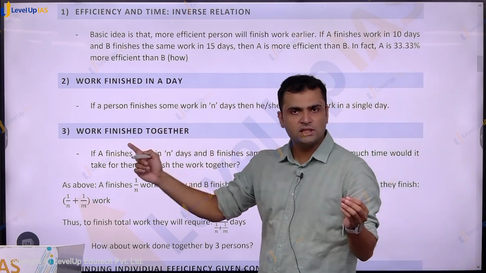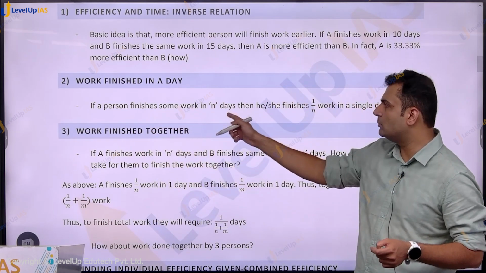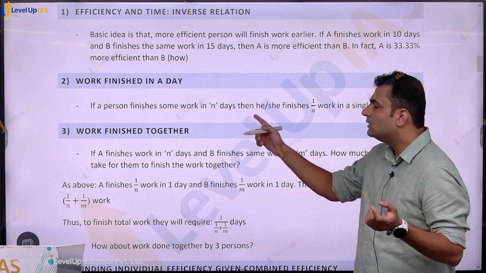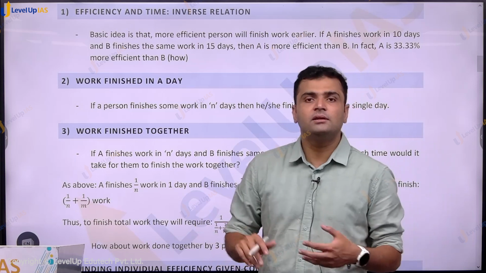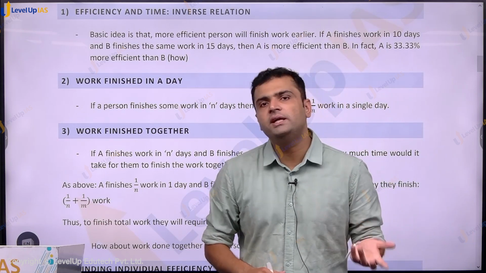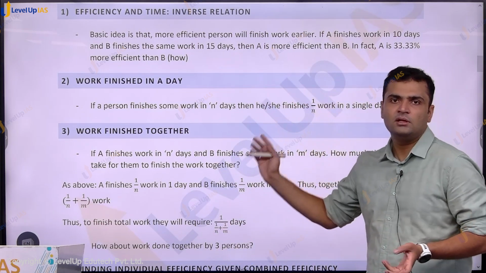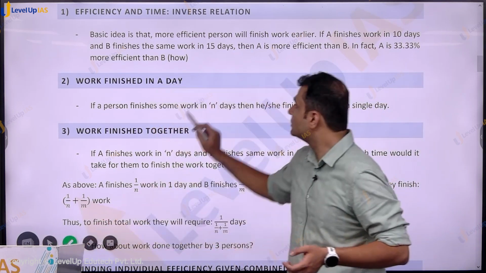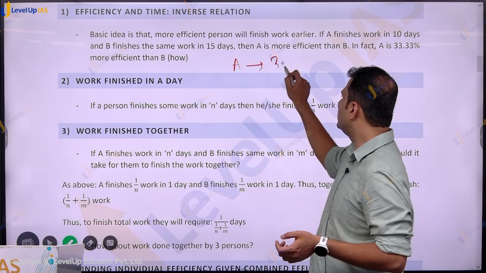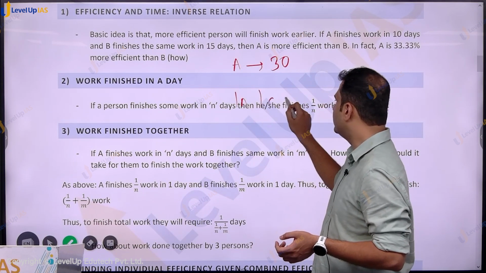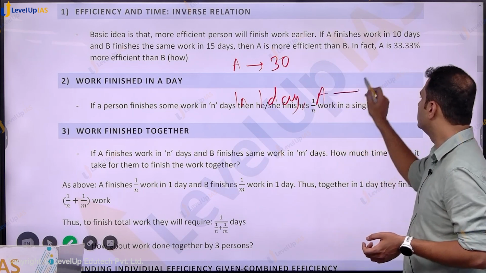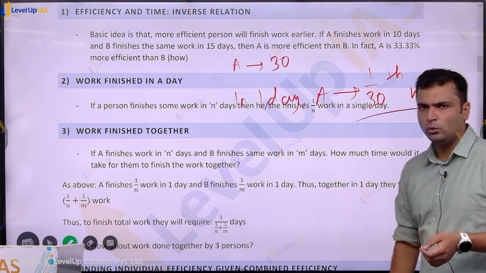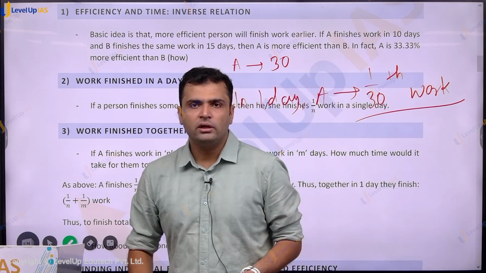And here in general we are given that a person finishes some work in n days. ऐसे दिया रहता है कि A finishes work in 30 days. So then if entire work he does in 30 days, so in one day how much work he does? It is 1 by n. 1 by n of the total work will be done by him or her in a day. So if A finishes the work in 30 days, in one day A will do 1 by 30th work. टोटल का 1 by 30 पार्ट वो एक दिन में करेगा.